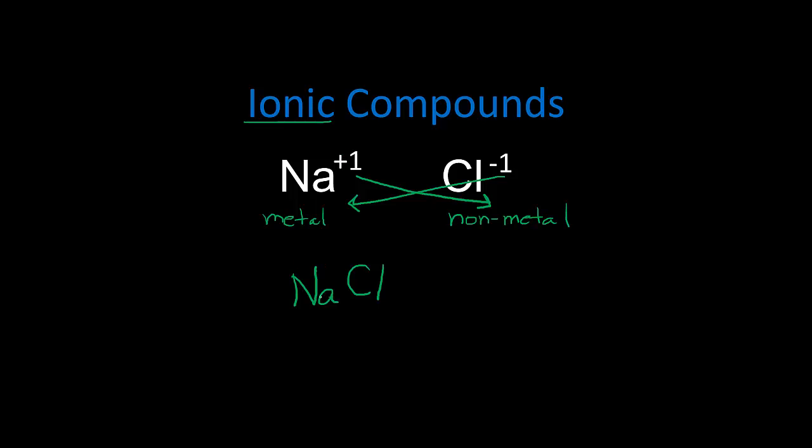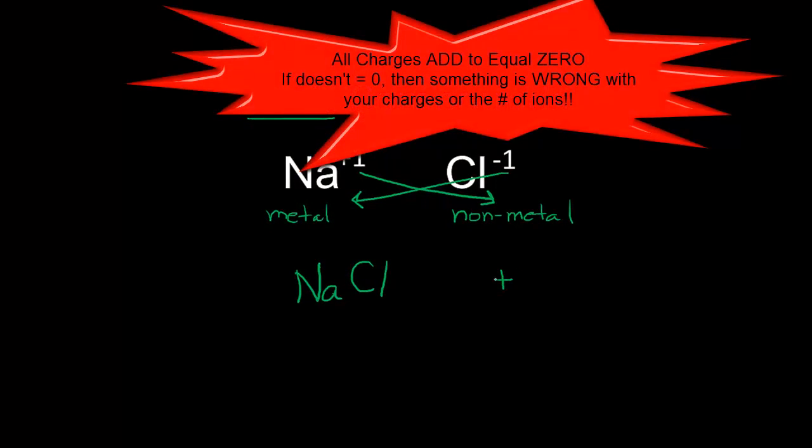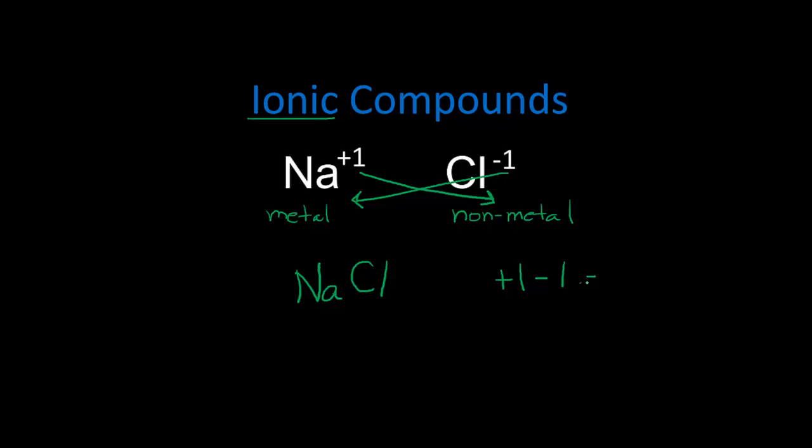Now what this means is we have 1 sodium and 1 chlorine. If we look up here at our charges, we have a +1 because we only have 1 sodium, and we have a -1 because we only have 1 chlorine, and that equals 0. So our charges are equal to 0. So this is our formula for our ionic compound when sodium and chlorine come together and bond.